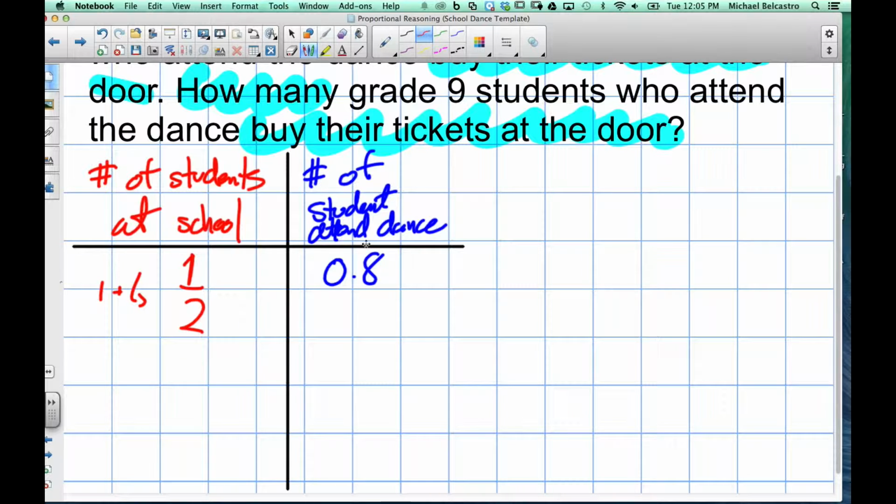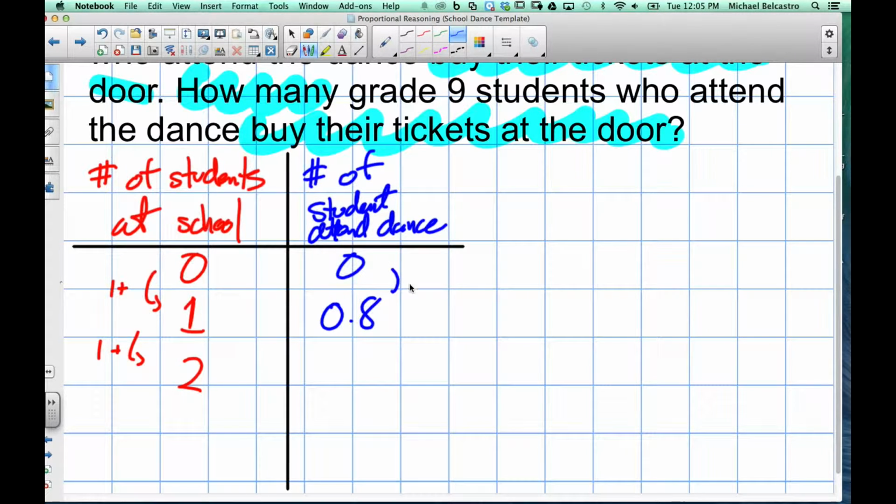And actually, you know what would be an even greater example of this? Let's slide this down just a little. Let's say there are no students at the school. If there are no students at the school, then nobody would attend the dance. So the increase in the first number is a value of adding 1, where our increase in the second number is a value of increasing by 0.8. So we increase here by 1, we increase here by 0.8. And if you use your calculator, you'll find that that's 1.6. Again, if there are 2 students at the school, 1.6 of them attend the dance. It's kind of a funny concept.